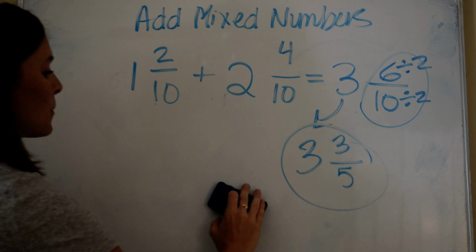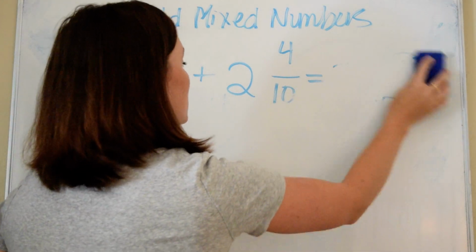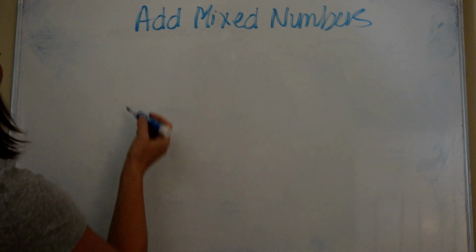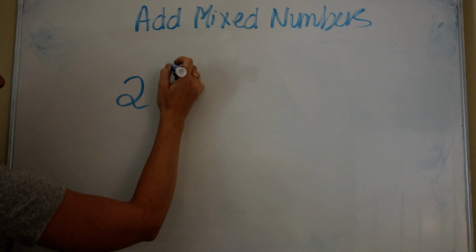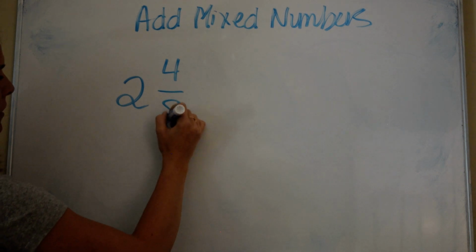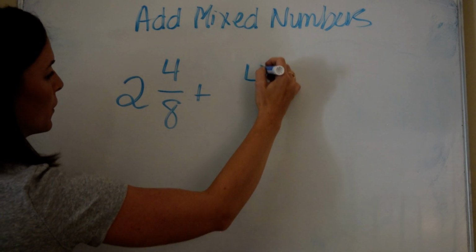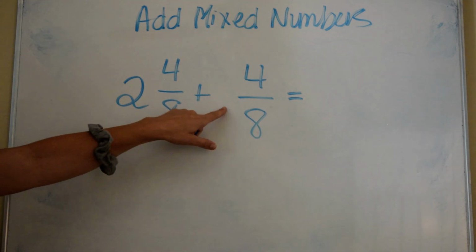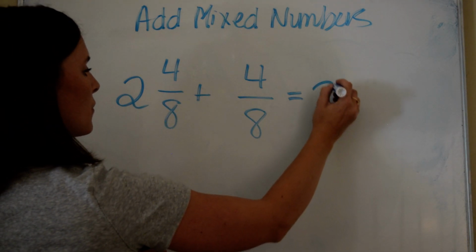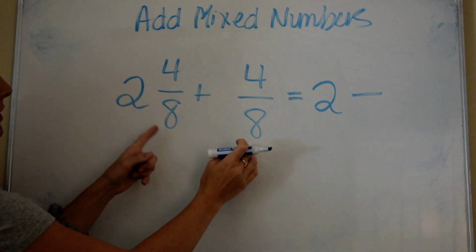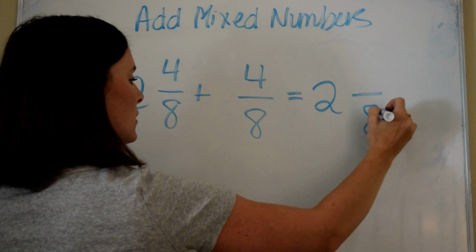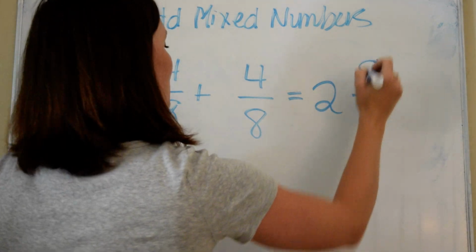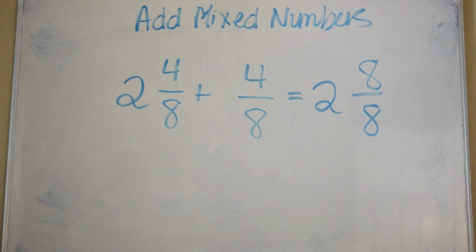Let's go ahead and do another one. What if I had 2 4/8 plus 4/8? Let's see what happens here. The only whole number I have here is a 2, so I'm just going to bring that over. My denominator is the same, which happens to be an 8. And then I add the numerators. 4 plus 4 is 8. Now, can I leave my fraction like this?